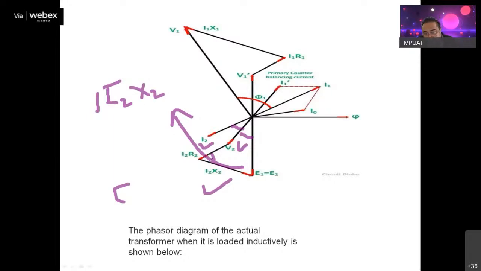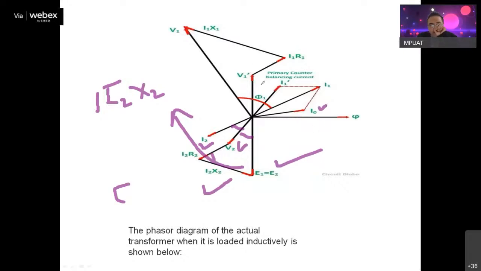So this is at an angle of 90 degrees, I2 X2, and all these three voltages are balancing my E2 voltage as per Kirchhoff's voltage law. Okay, so this is the complete phasor diagram on the secondary side. Now come to the primary side. Primary is drawing a current I0.